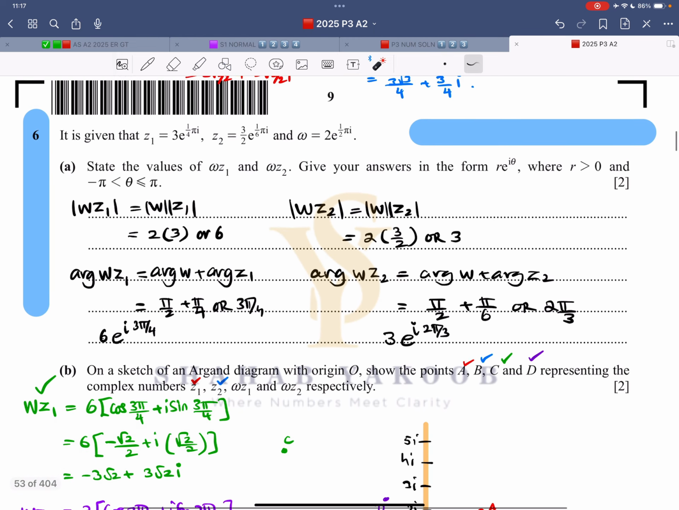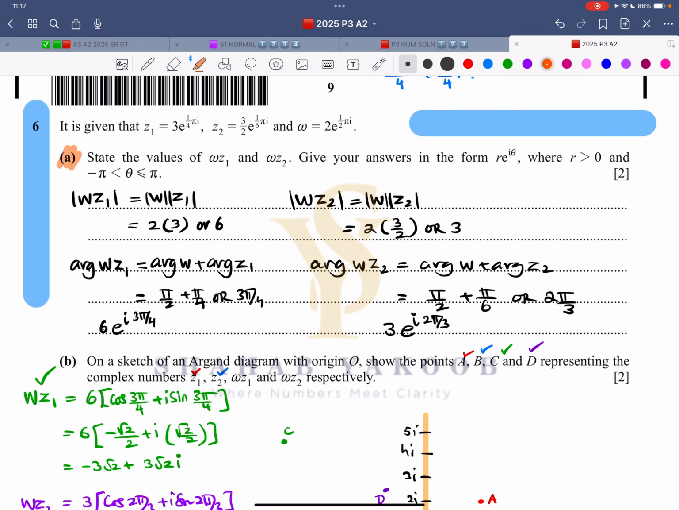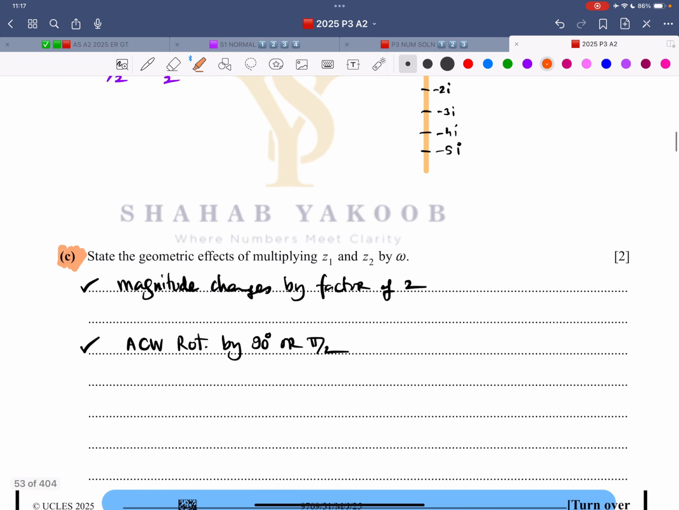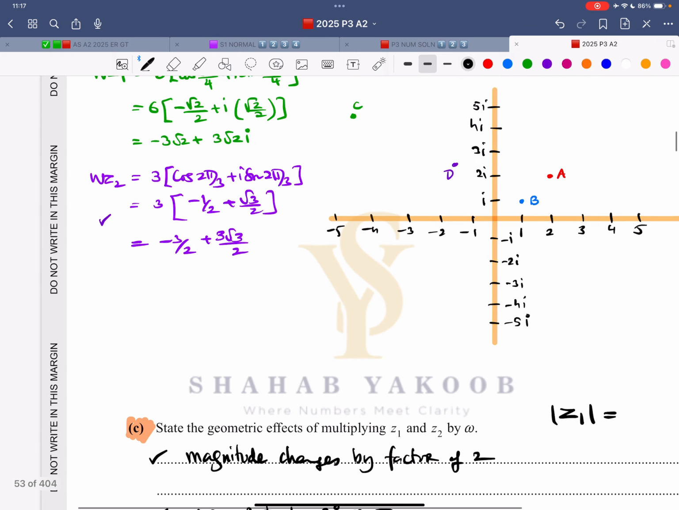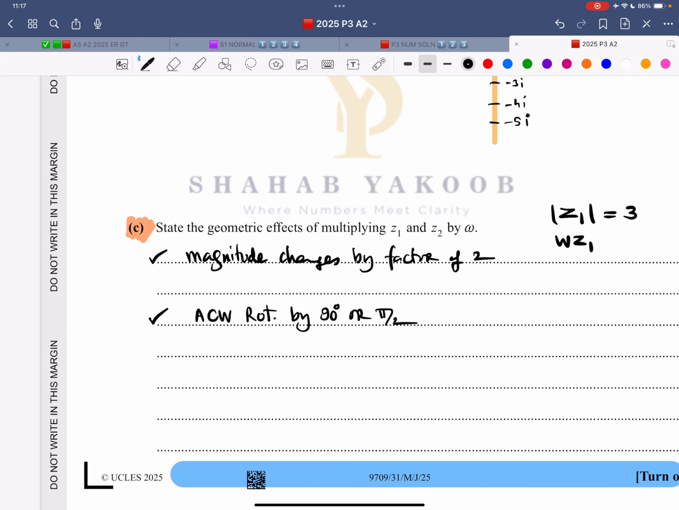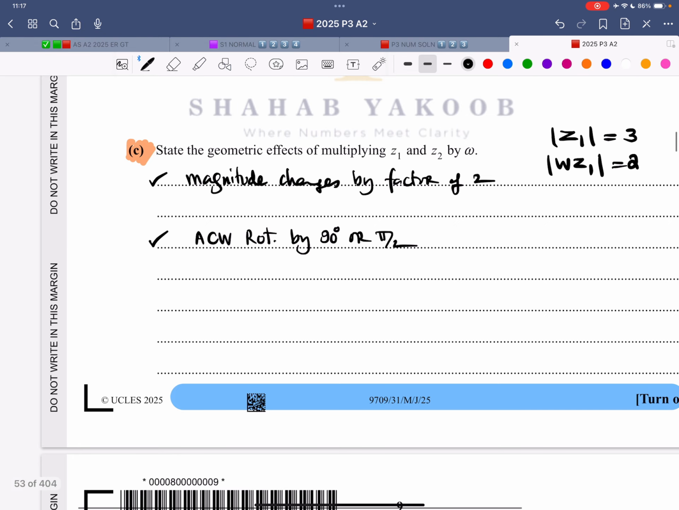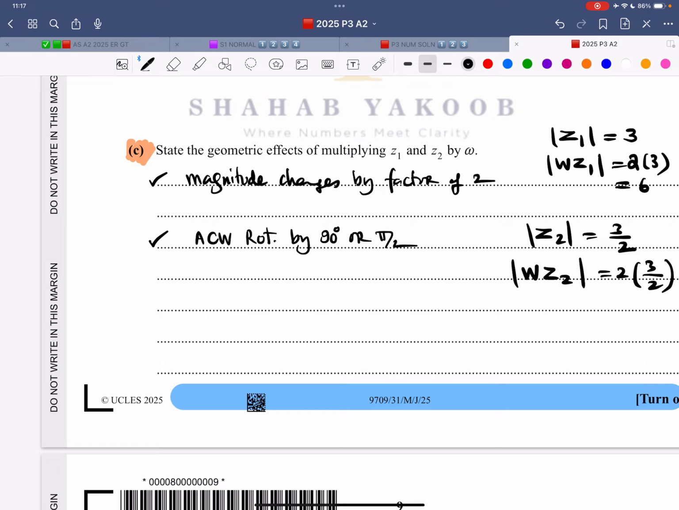Now focus on this. Again, part 1 is related with part C. So part 1 and part C are related. So now the magnitude changes by a factor of 2. That means if I have this Z1, the magnitude is how much? The magnitude of Z1 is 3, and the magnitude of WZ1 is, I think, 6, because this thing is 2. So this is 2 into 3, that is 6. Similarly, the magnitude of Z2 is 3 over 2. So the magnitude of WZ2 is 2 times 3 over 2, which is 3.